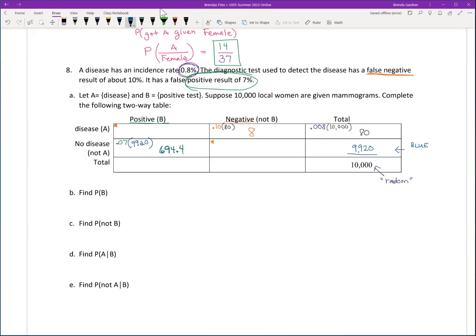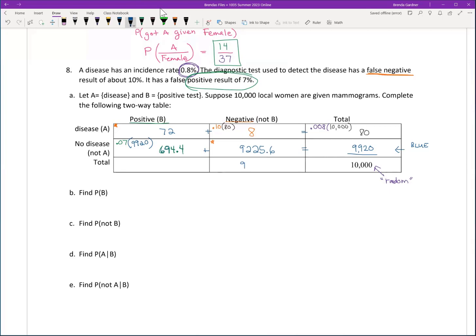So I'm going to go to that blue color. If I add across, I should end up with 80. So that's going to be 72. If I add across, I should end up with 9,920. So I'm going to take 9,920 minus the 694.4 to get that middle number on my table, which is 9,225.6. Add down. So since I already have that 9,000 in my calculator, I'm going to add 8 to it.